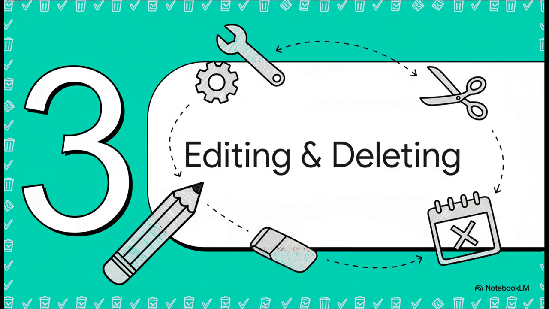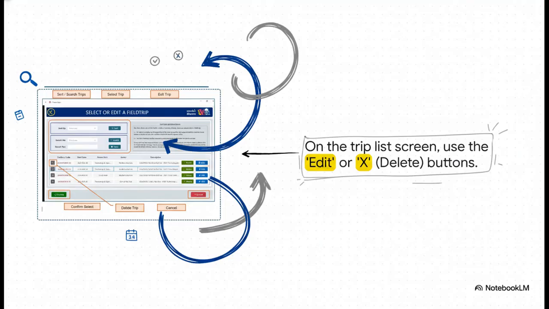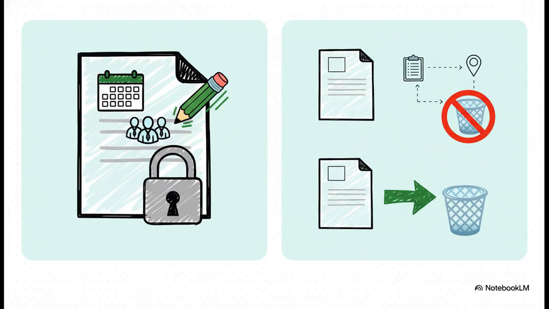Of course, sometimes you need to make changes or fix a mistake. It happens. So let's quickly cover how to edit trip details or, if you really have to, remove a trip entirely. Back on that trip list screen, you'll see you have two main options for managing things. You can use the blue Edit button to make changes, or you can use the little gray X button to delete a record completely. Now, there is a huge difference here. When you edit, you can only change things like the end date and the people on the team, but those core details we talked about, start date, unit, sector, they're still locked.